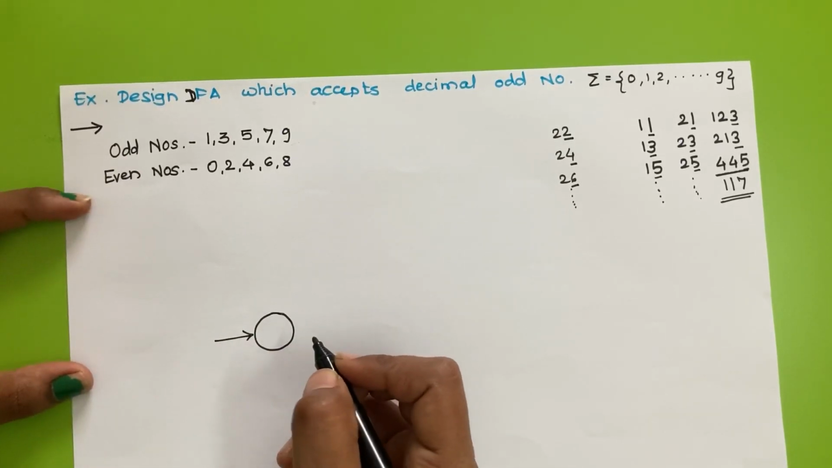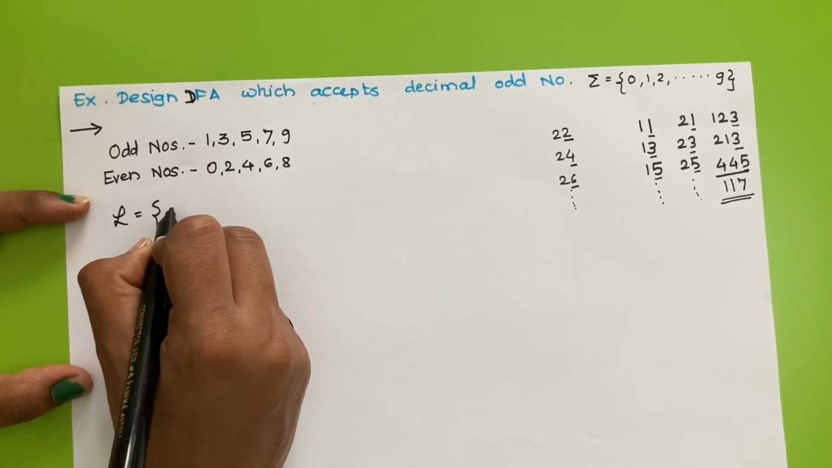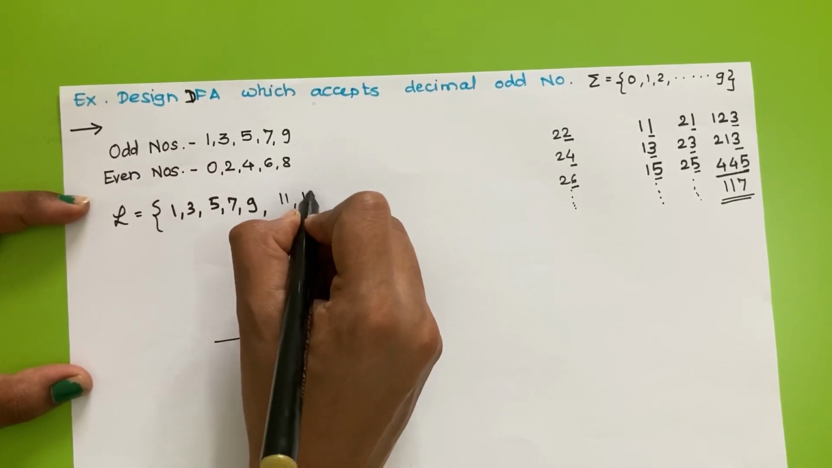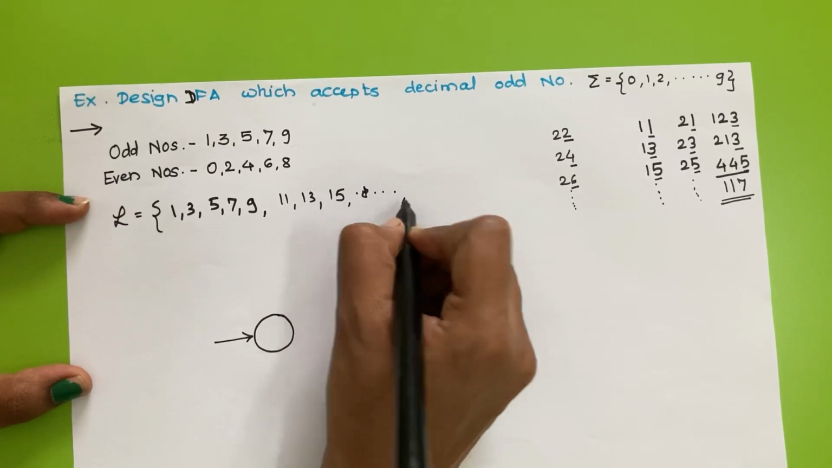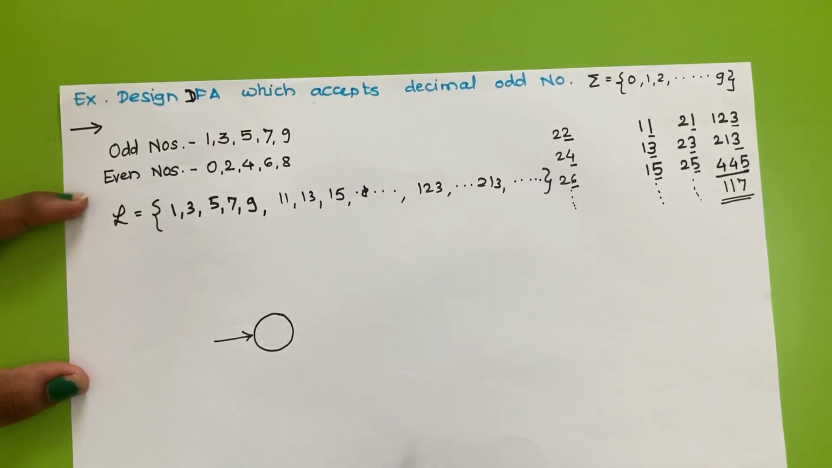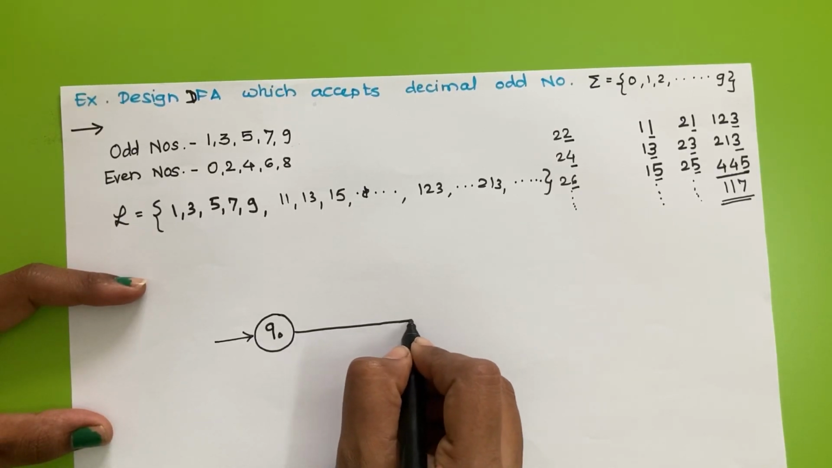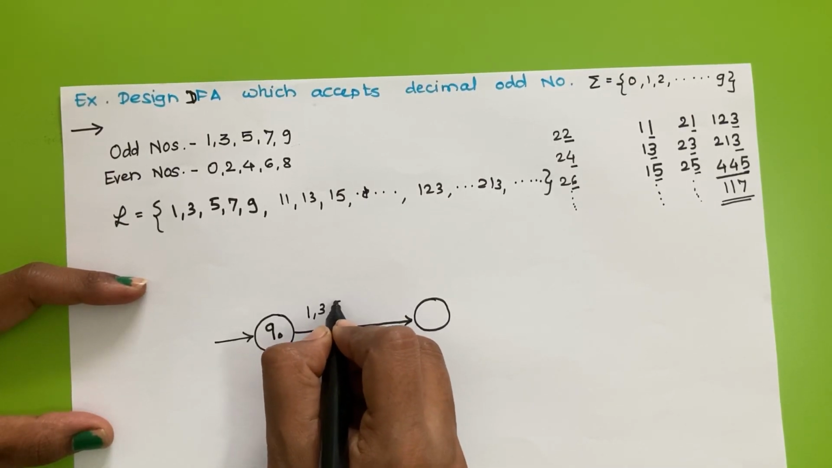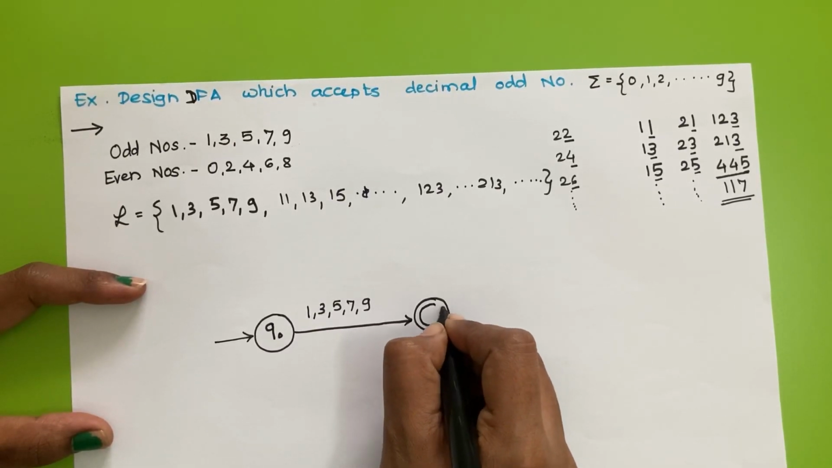So I can write here L as, what will be the smallest strings? 1, 3, 5, 7, 9, then 2 digits 11, 13, 15, then 123, 213, and so on up to infinity. First we will start with the initial state. If I consider the numbers 1, 3, 5, 7, 9, this can be my final state.